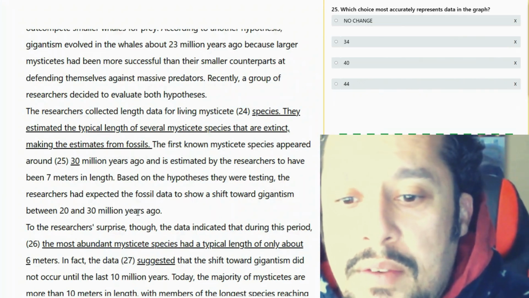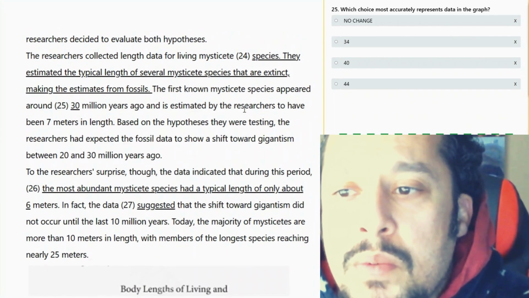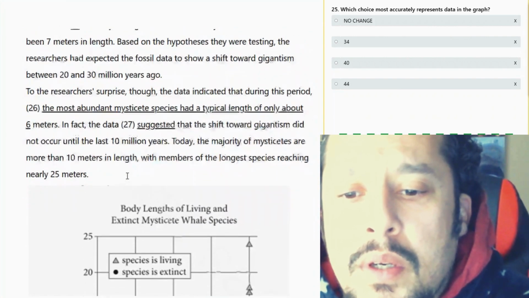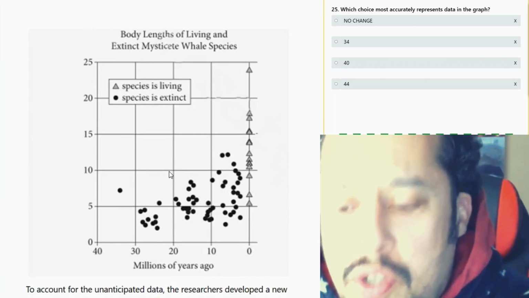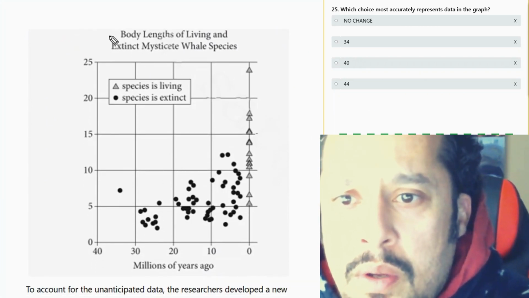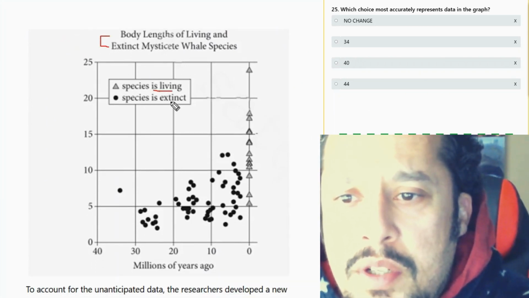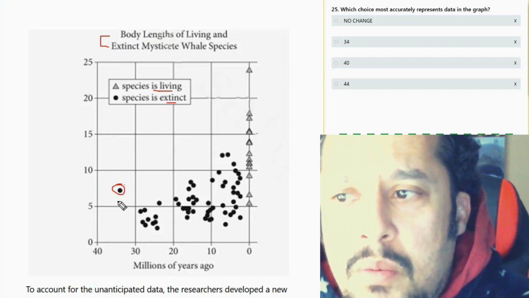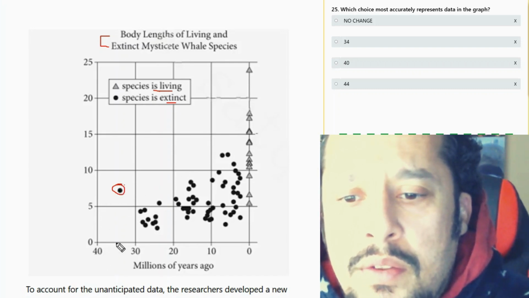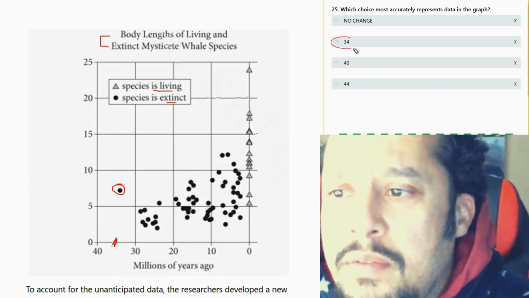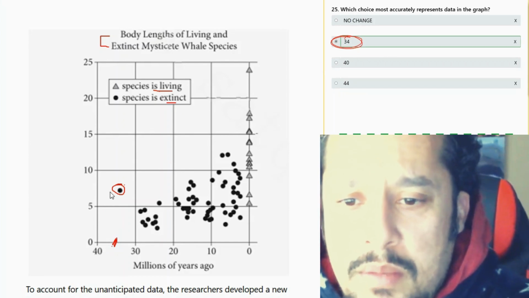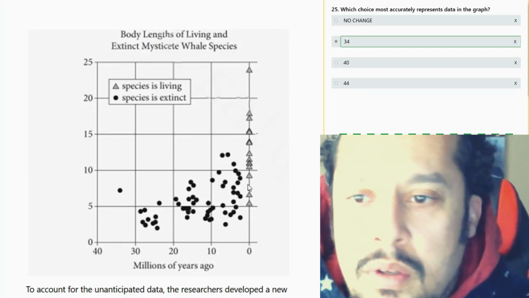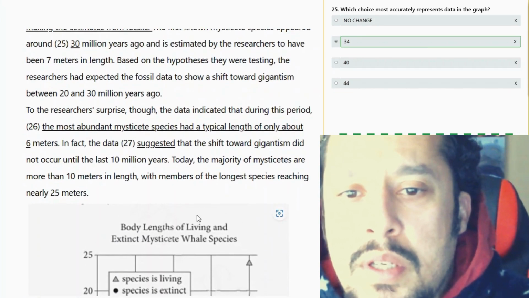Number 25. So it appeared around. Okay. So the first species, species living, species extinct. Okay. The first species was about what? 35 million years ago, 34 million years ago. Give it B. Then you see, there it is. Number 26.